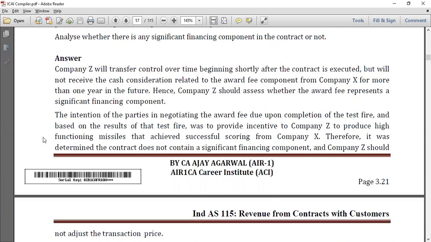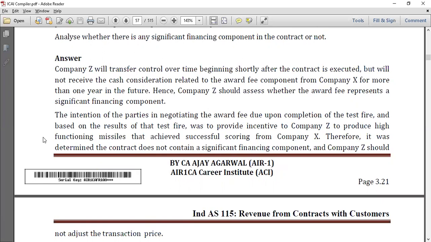Why is it no? Because the award fees, whatever is given, is an incentive to produce high functioning missiles to company Z, but out of that 80 is variable as per the contract, as per the estimate that is made by company Z. So the answer goes like this: company Z will transfer the control over time, beginning shortly after the contract is executed, but company Z will not receive the cash consideration related to the award fee component from company X for more than 1 year in future. Hence, company Z should assess whether the award fees represent a significant financing component or not.